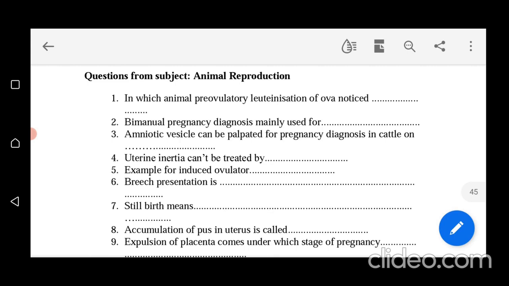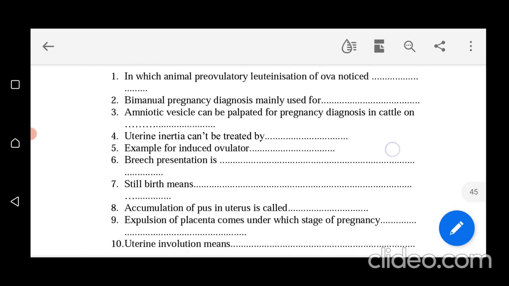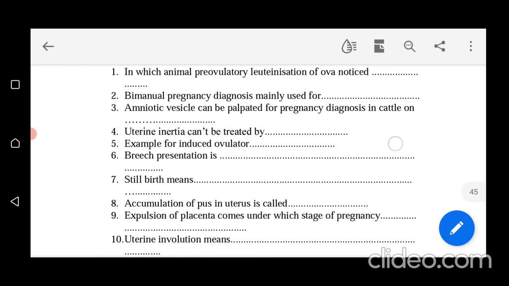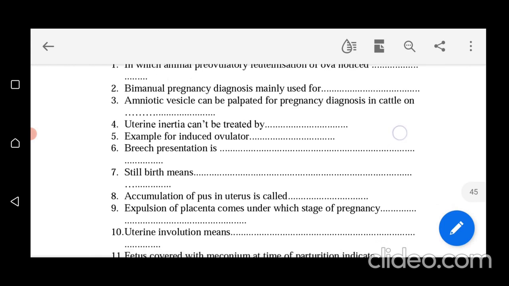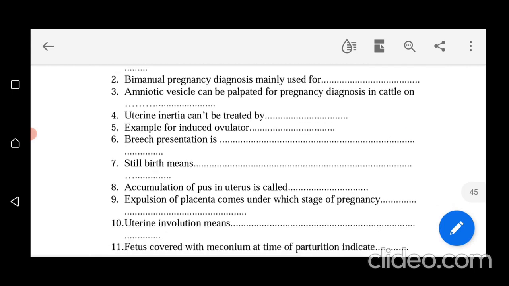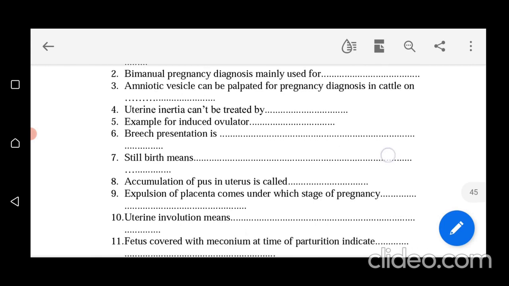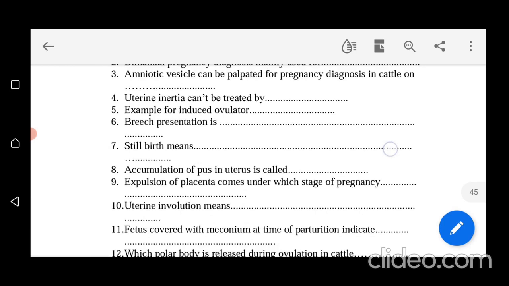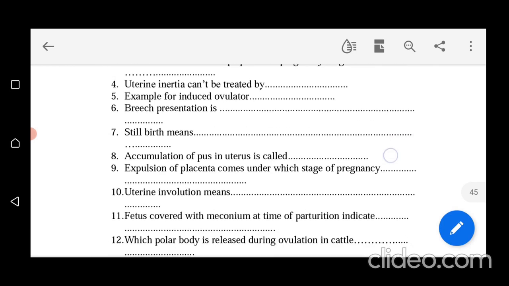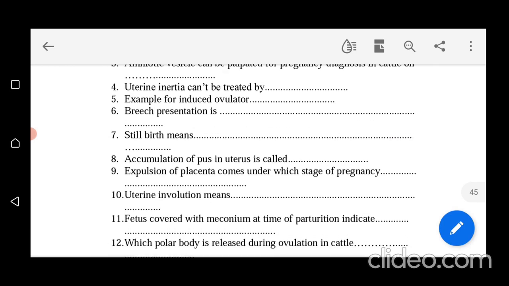Accumulation of pus in uterus is called as pyometra. Expulsion of placenta comes under which stage? Third stage of parturition. Uterus involution means recovering the shape of uterus after parturition. Fetus covered with meconium at time of parturition indicates struggling due to hypoxia.